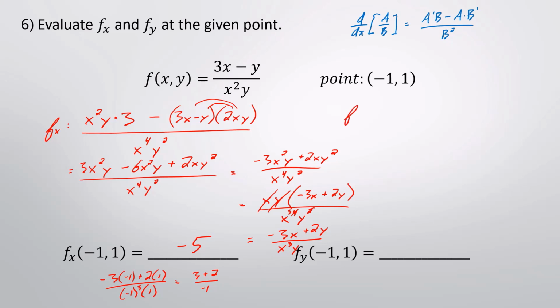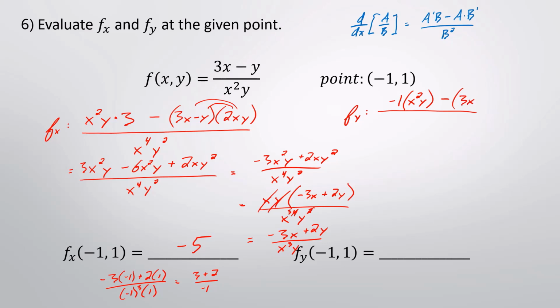The partial derivative with respect to y is going to be very similar steps. Hopefully this one will simplify a little bit easier, just because I don't have a power, at least on the y's, so this might turn out a little bit nicer. But here it's going to be the same pattern, so derivative of the top with respect to y, that's just going to be a negative 1 minus, times the bottom, x squared y.